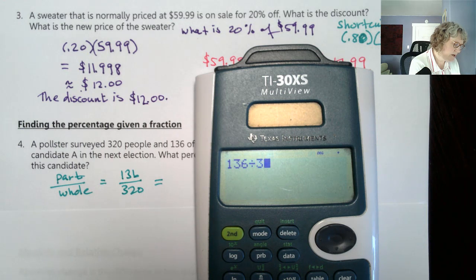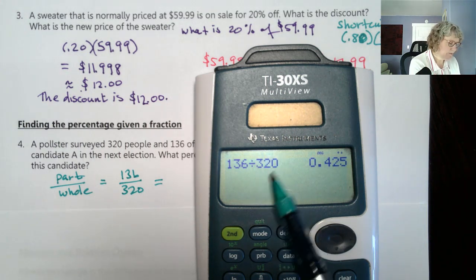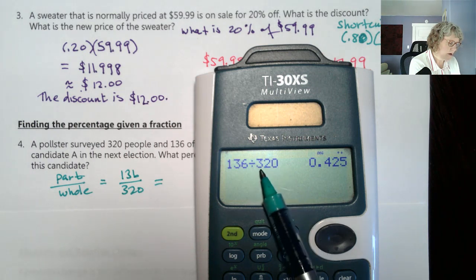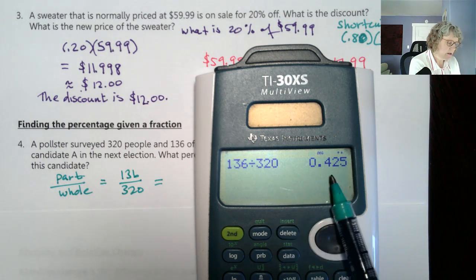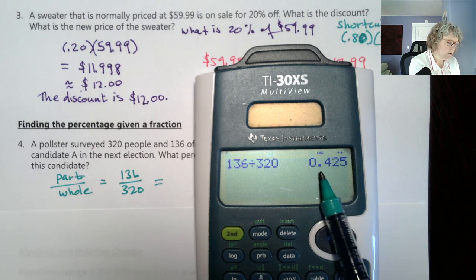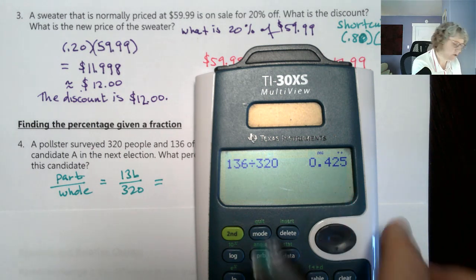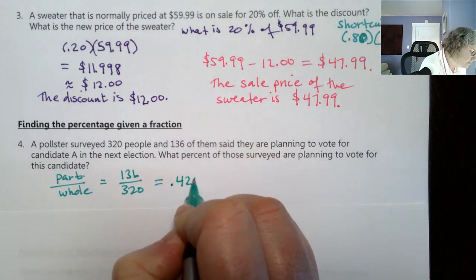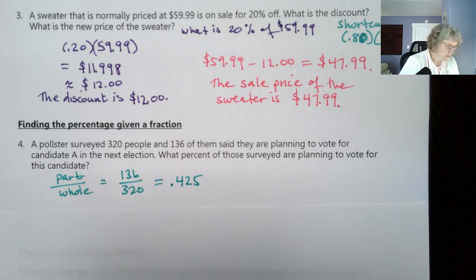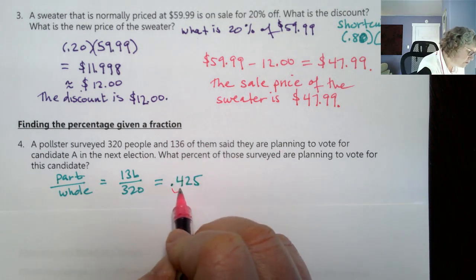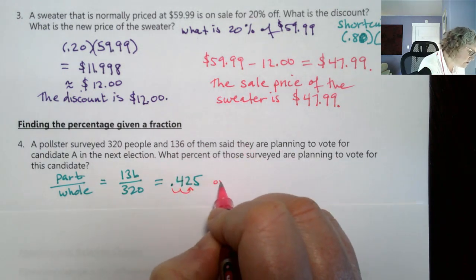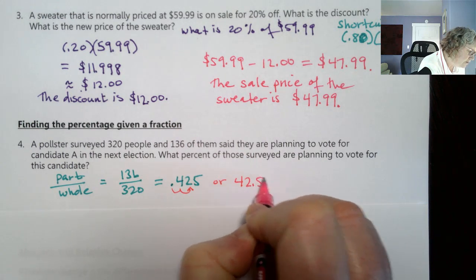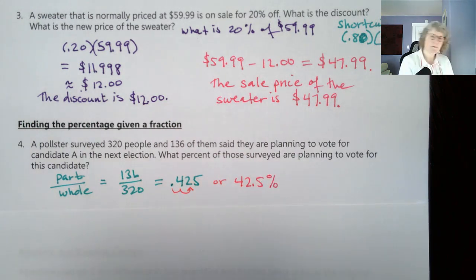136 out of 320 essentially changes, this is our base or our total amount that we're thinking about, and that is 0.425. When I move the decimal over 2 places, it's 42.5%. So I'm going to write 0.425. And then we saw from before, we're going to move the decimal 2 places to the right, or 42.5%. Okay.